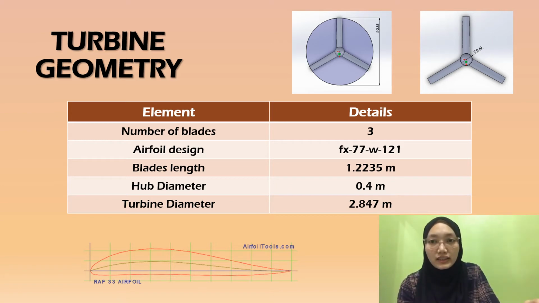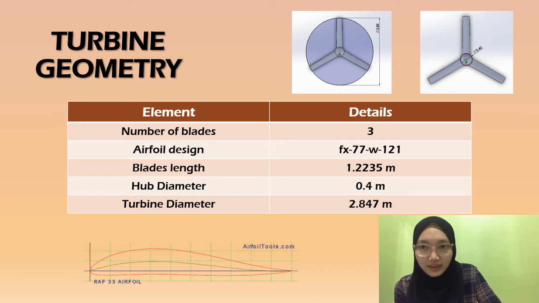As illustrated in the figure above the table, that is the final look of the modified turbine that has been designed in SolidWorks, which has 3 blades and applies the same airfoil as the reference journal, which is Tian. And the figure below the table is the illustration of the airfoil that has been applied in the designed turbine.